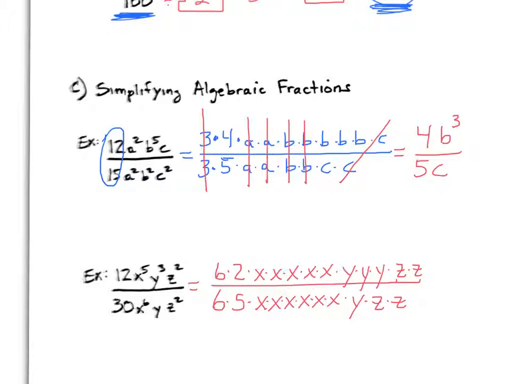Now I look for 1s. 6 over 6, x over x, x over x, x over x, x divided by x, x divided by x, y divided by y, z divided by z, z divided by z. Those are all 1s. What I'm left with is 2y squared over 5x.